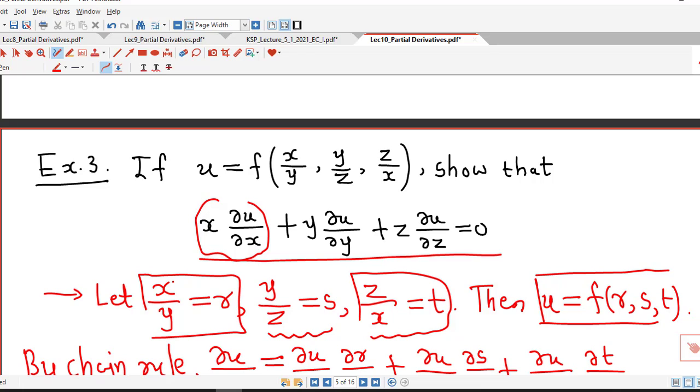So this is all about today's session. In the next lecture we will discuss some more examples on chain rule for partial derivatives.